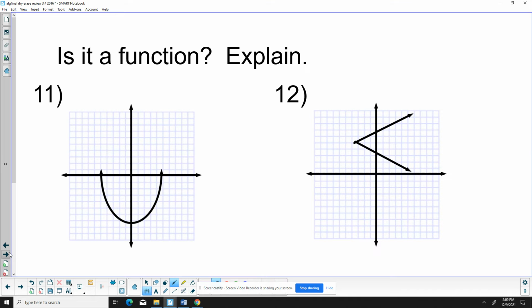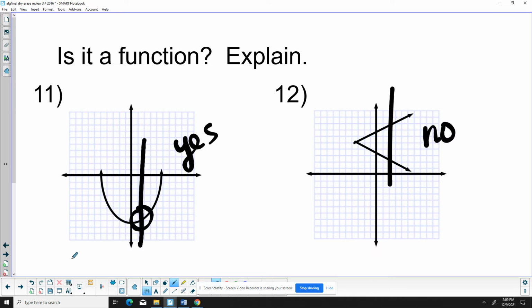All right, it's a function if it can pass the vertical line test. The vertical line test says that a vertical line can only cross the picture one time. So one time, right there. Since it's only crossing one time, no matter where I draw it, this is a function. And over here on this absolute value equation, it's crossing twice. So since it's crossing twice, this is not a function.